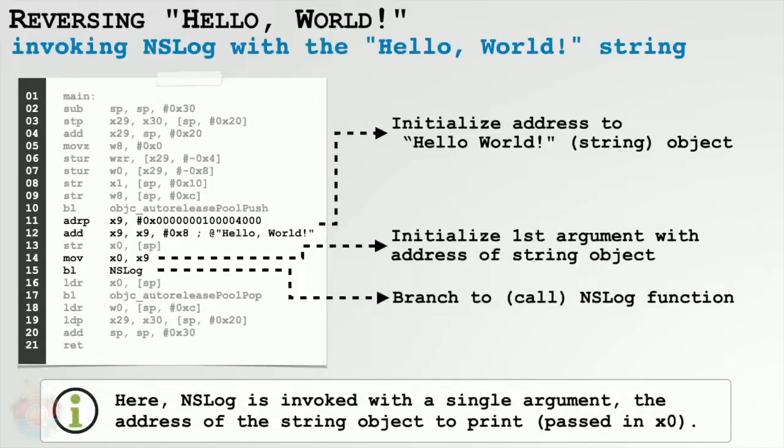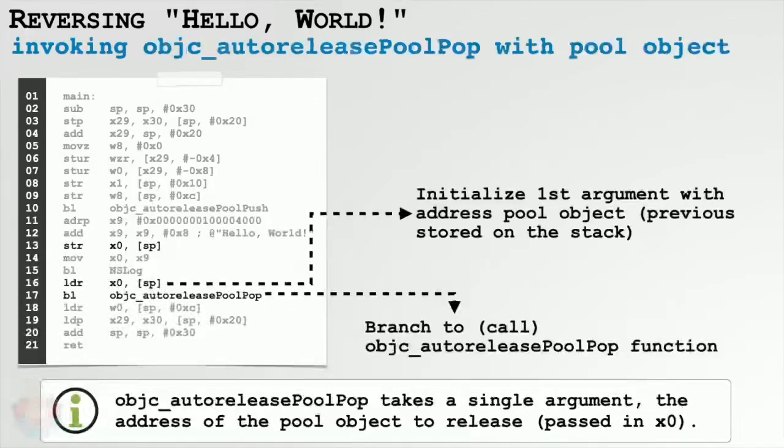It reads the x0 register and prints out our string. The code now leaves the autorelease pool via a call to the pool pop function. If we read the documentation about this, it expects a pool object to free. Recall that this was returned and stored previously, so we can see the disassembly using the LDR instruction to load the stored pool object off the stack into the x0 register. Again, x0 is where the first argument is expected. It then makes the function call to free the pool object.